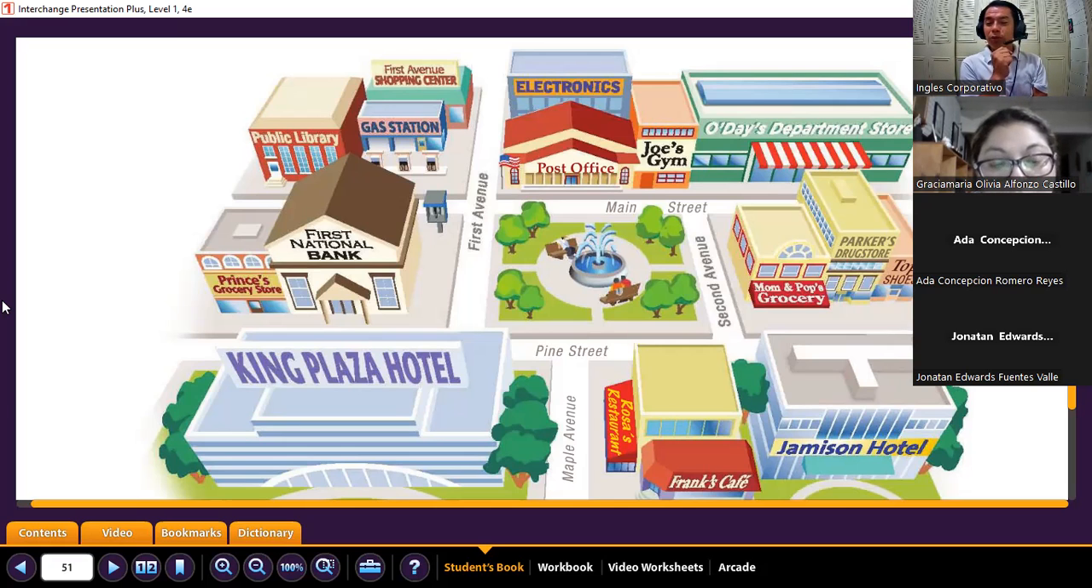Por ejemplo, si pregunto sobre el drugstore, excuse me, is there a drugstore around here? ¿Hay una farmacia? Yes. There is one between Mom and Pop's Grocery and Top Shoe, right? Ok, sí, más o menos. Es que cuando hablamos de direcciones es un poquito complicado, pero creo que lo estamos haciendo muy bien. Solo hay unos detallitos nada más.